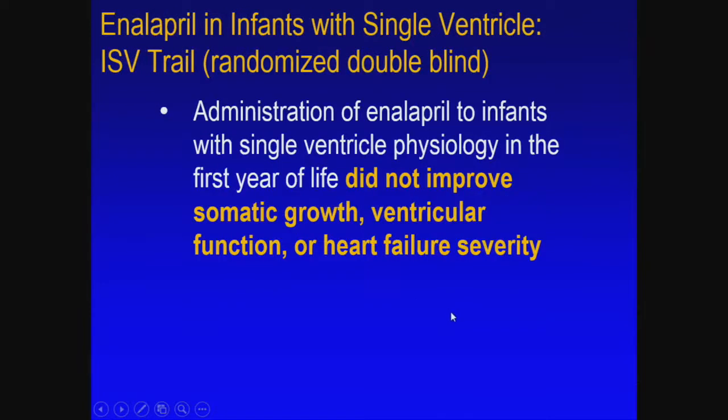Okay. This is another study that was funded and done by the Pediatric Heart Network. This was a randomized double-blind trial of enalapril in infants with single ventricle. They administered enalapril to infants with single ventricle physiology, and they looked at outcome in the first year. This was a negative trial, did not improve somatic growth, ventricular function, or heart failure severity. Despite this, 80% of patients with single ventricle are still on enalapril. Okay, we really are not great at learning from trials.